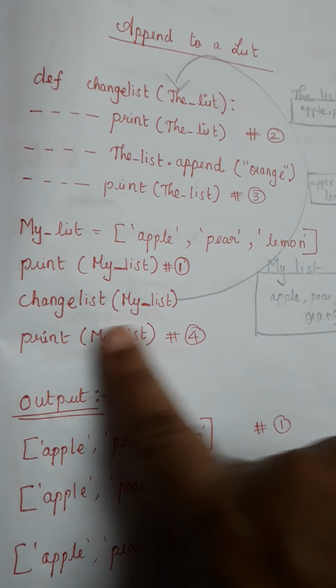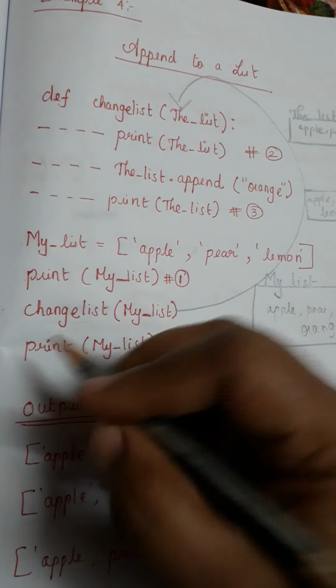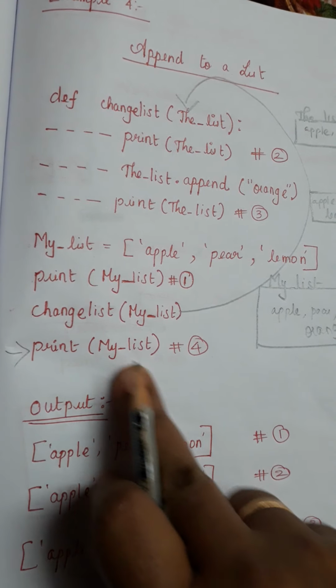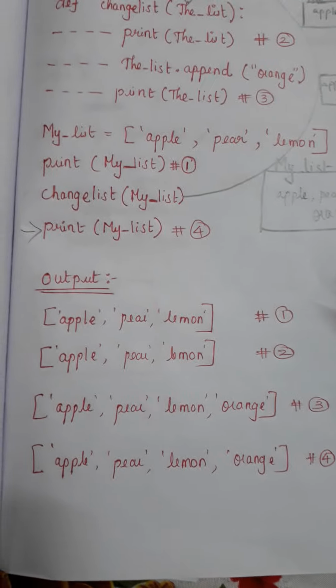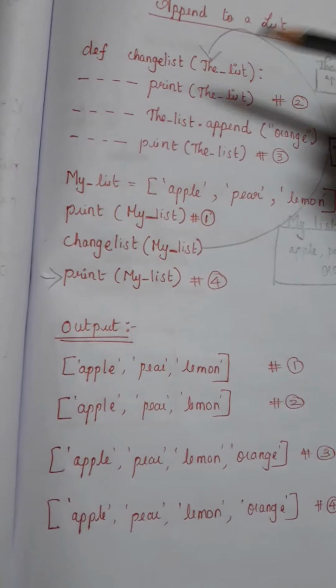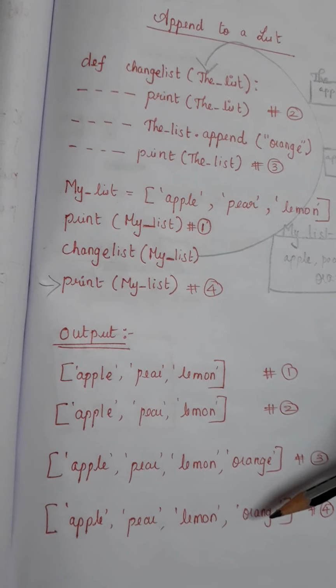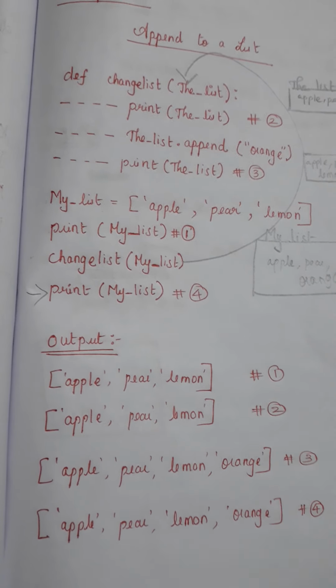After this change list function call is over, I will return back to the next line. So I am printing my list, and the original list also got affected: apple, pear, lemon and orange. Since list is a mutable data type, the changes you make in the formal parameters get reflected back in the actual argument also. So this is an example of pass by reference.